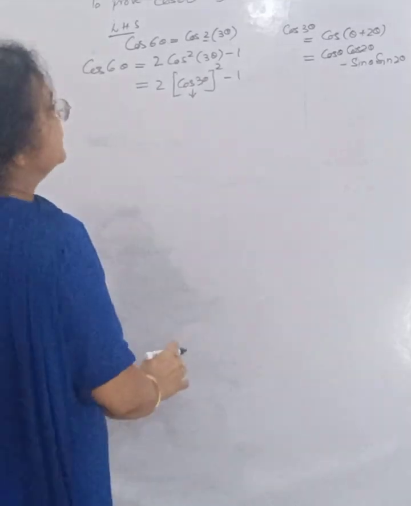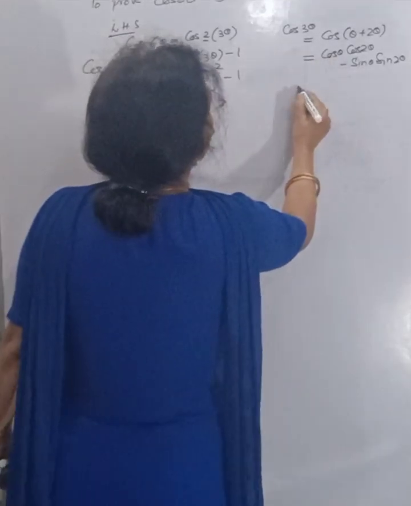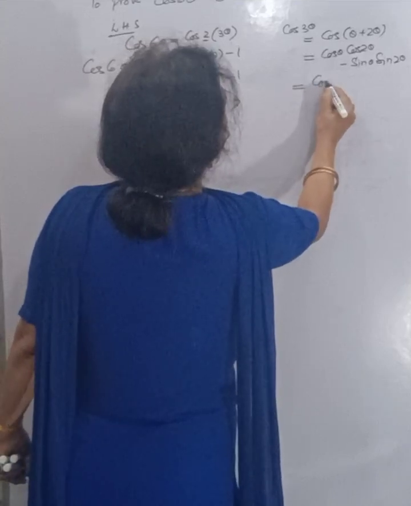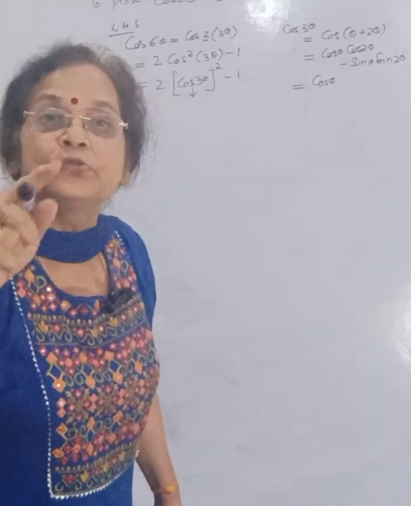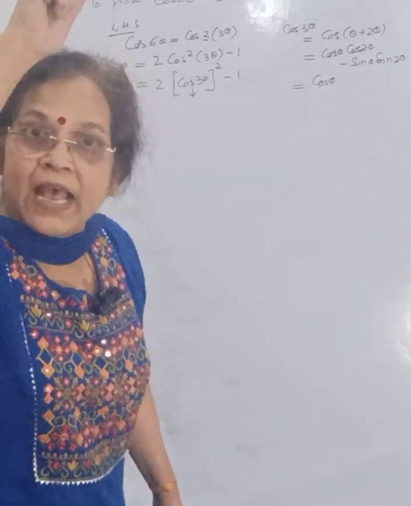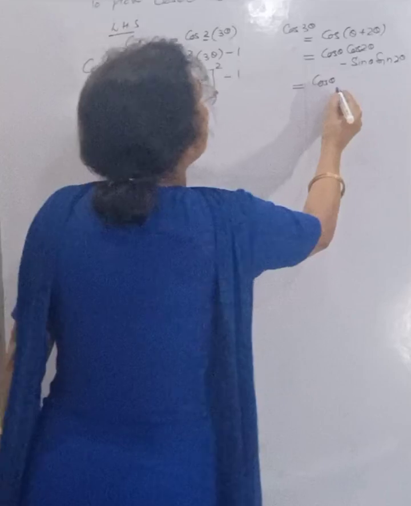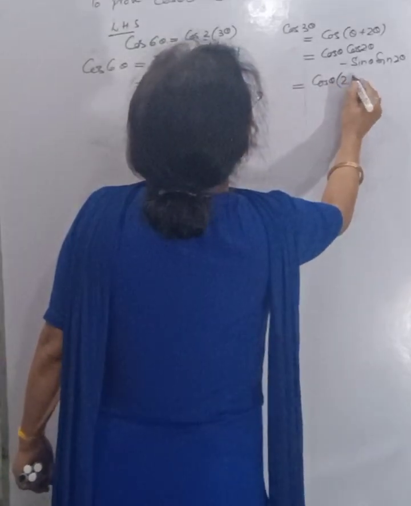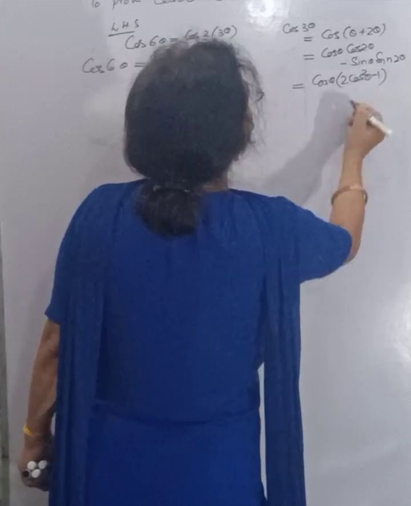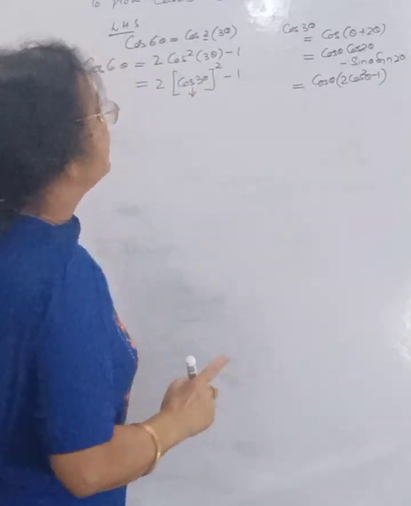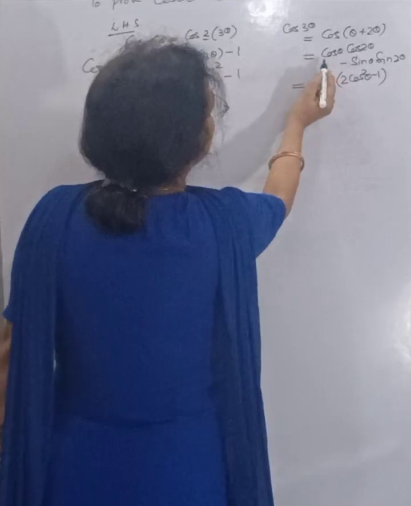Okay, let's go further. Cos of theta will remain the same, and now cos of 2 theta can be written as 2 cos square theta minus 1, as in the previous case. As per the previous formula I have done already, this is the value of this portion.